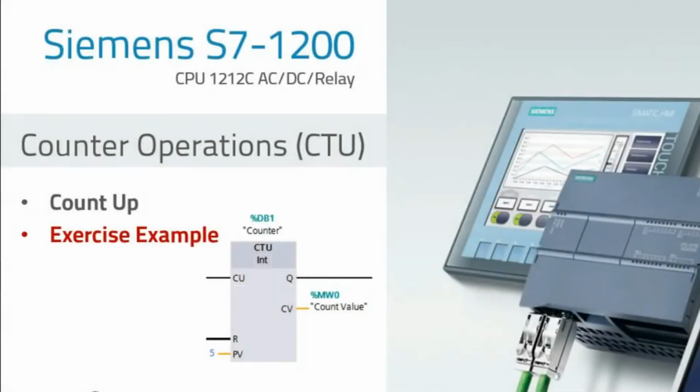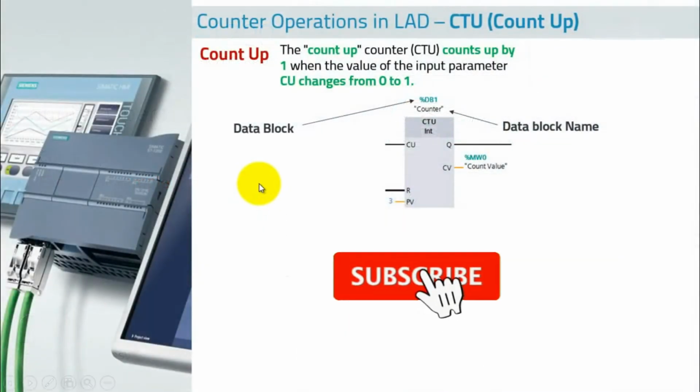In this video, we are going to learn about counter operations. In the first example, we'll see count up, which is denoted by CTU. This is a count up counter, and we're going to have an exercise example to understand its operations. So this is a general block of CTU. Let's see what we have in this count up counter.